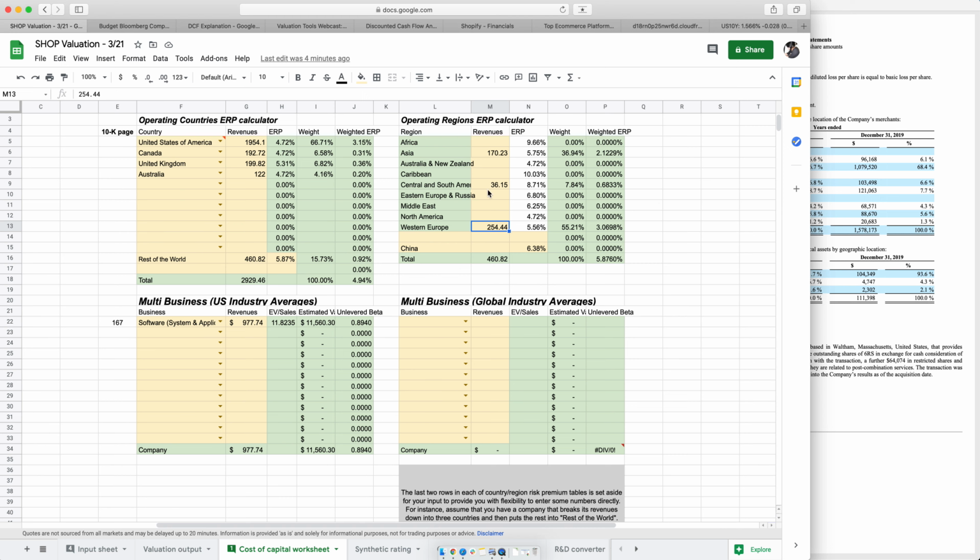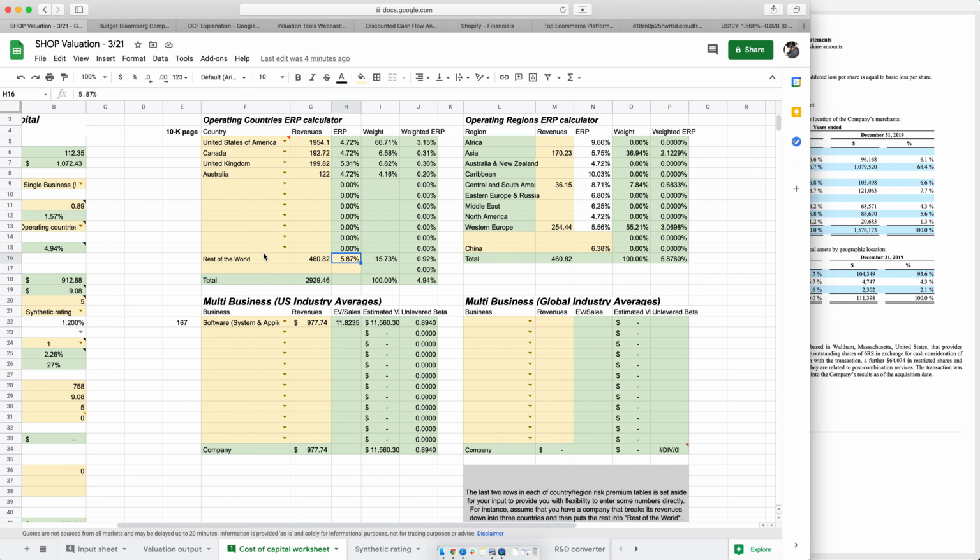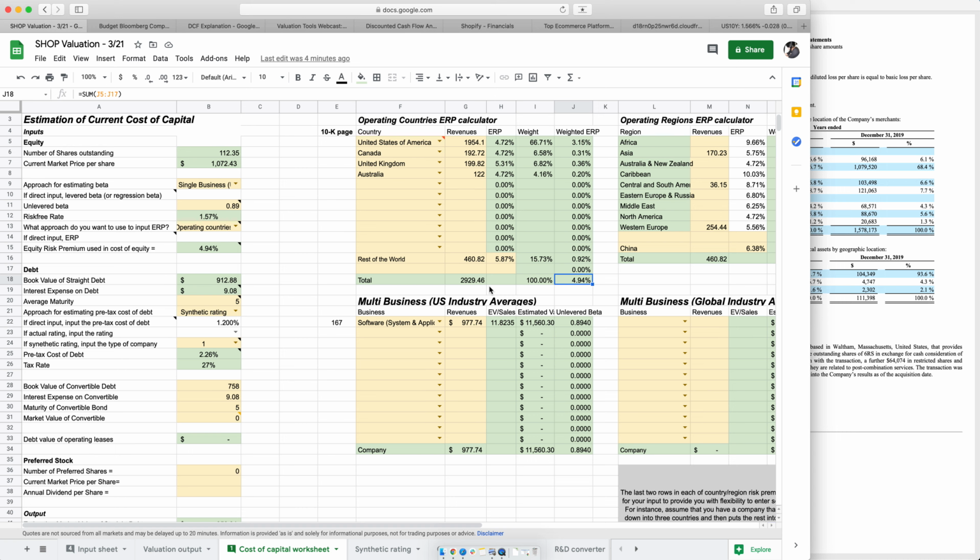It's just in here. So what that does is it will give me a certain total number, which I'll then pipe back into here. Rest of world, I basically just grouped into one, so it sums up to 160. And the ERP for it, I got from looking at the weighted ERP here, which is 5.987. So I type that in here. That puts all the right weights in for everything, and it will give me a final ERP at the end of the day, 4.94. So that's what is used here.